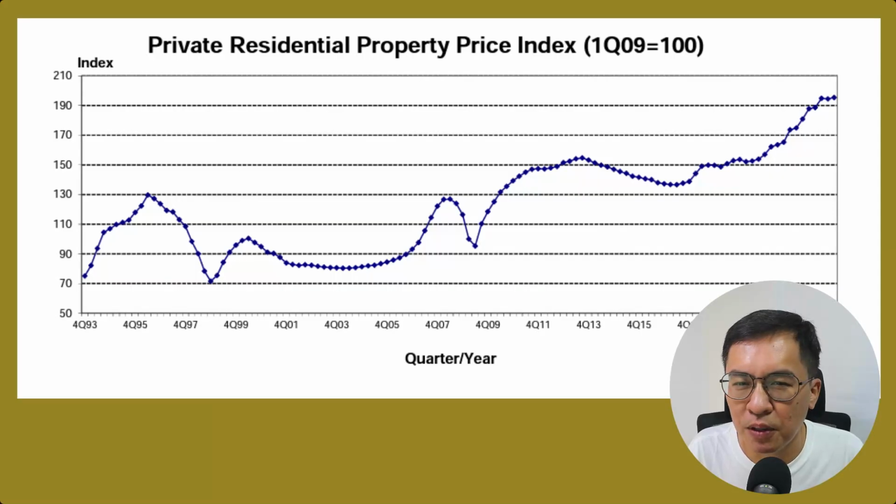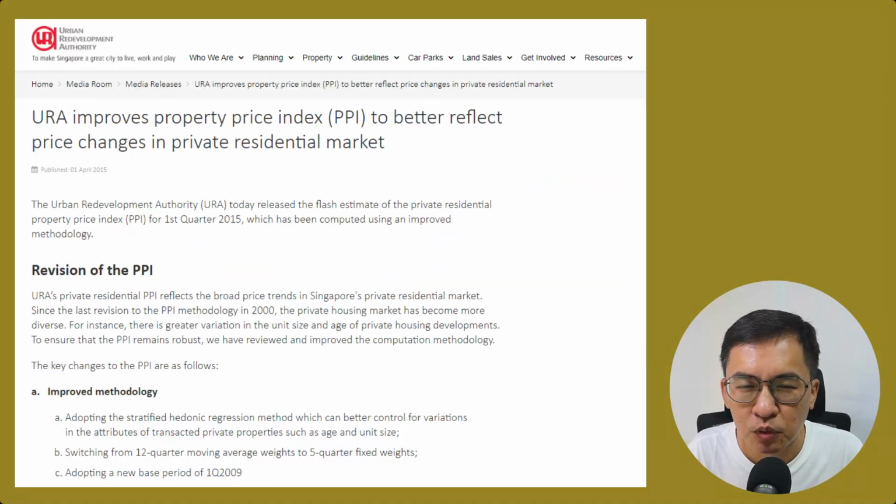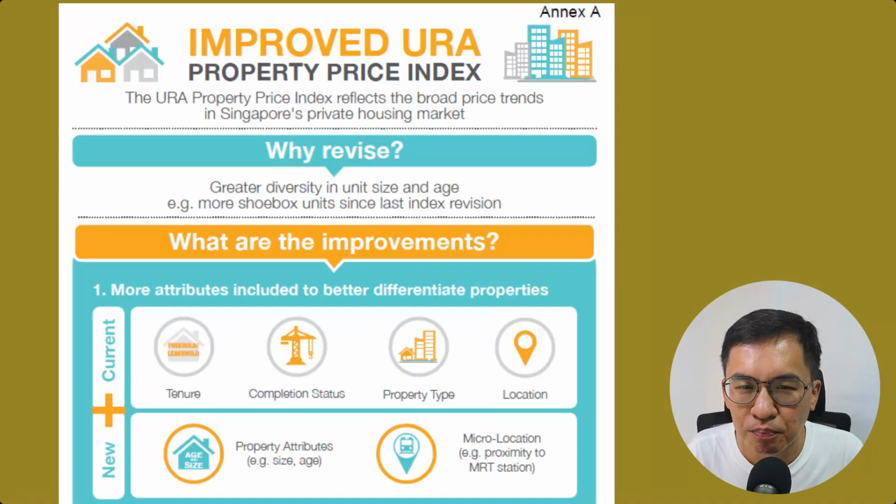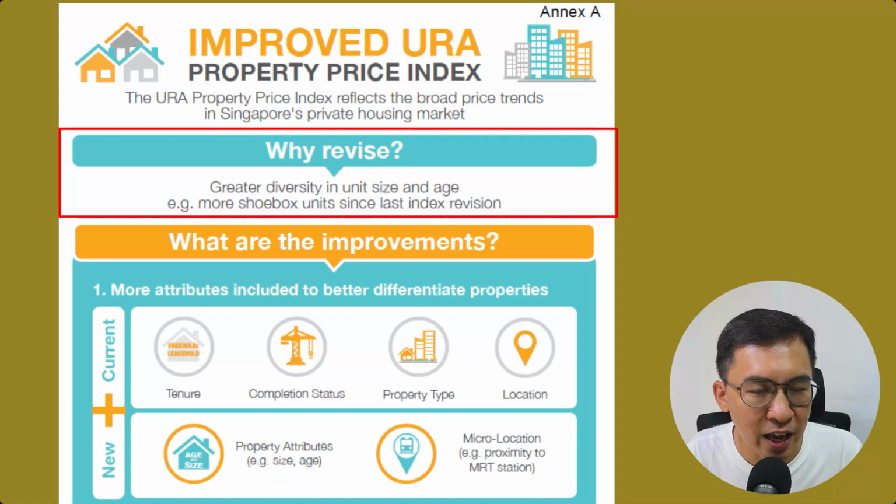URA Private Property PPI reflects the broad price trend in the Singapore private residential market. Do you know the first revision to the PPI methodology traced back to 2000? Then the PPI was further revised back in 2015 to take into account the greater variation in the unit size and age of private housing developments. As mentioned in this article, the revision was to account for the greater diversity in unit size and age, for example, more shoebox units since the last index revision.